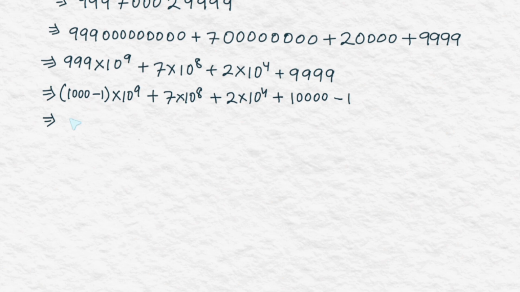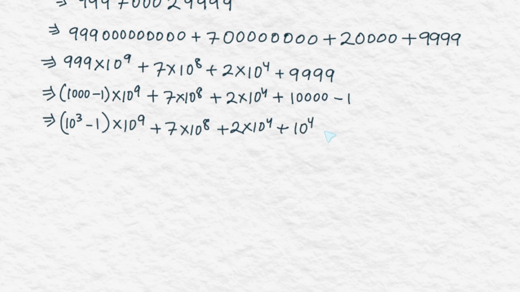Now we can write this 1000 as 10 to the power 3 minus 1, into 10 to the power 9, plus 7 into 10 to the power 8 plus 2 into 10 to the power 4, and then we can write this 10,000 as 10 to the power 4 and then minus 1. Now we'll open this bracket. So for that we have to multiply this 10 to the power 9 with 10 to the power 3 and then 10 to the power 9 with minus 1.